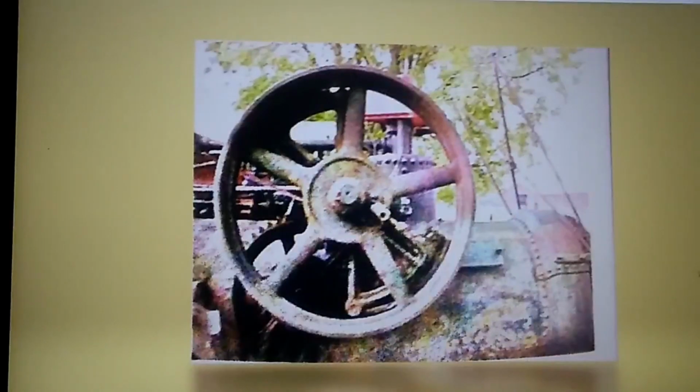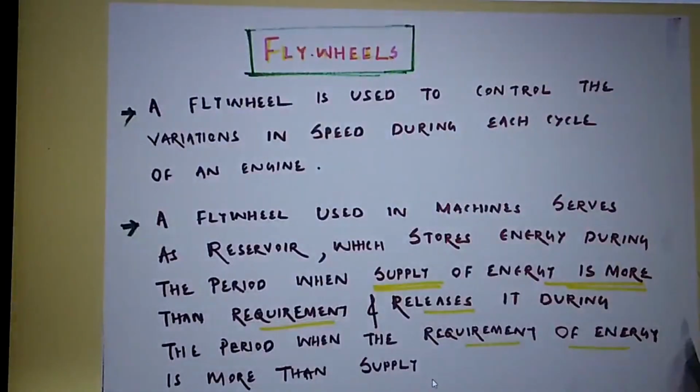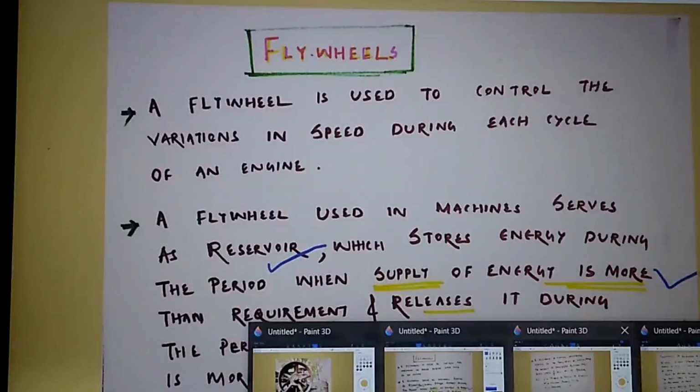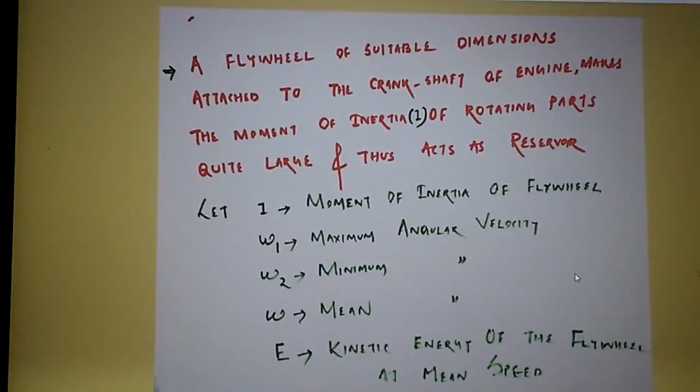Let us discuss in detail what a flywheel is and the function of the flywheel. Basically, it controls the variation in the speed during each cycle of the engine, and it acts as a reservoir which stores energy during the period when the supply of energy is more than the requirement, and releases it when the requirement of energy is more. Okay, so this is a simple example of the flywheel.